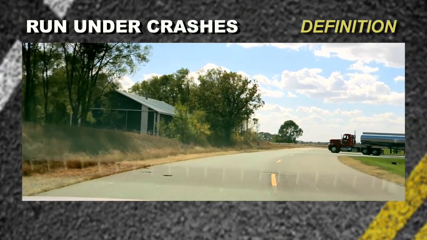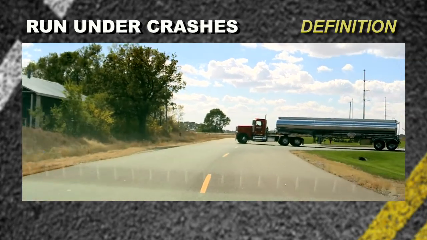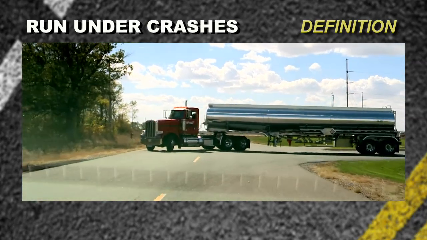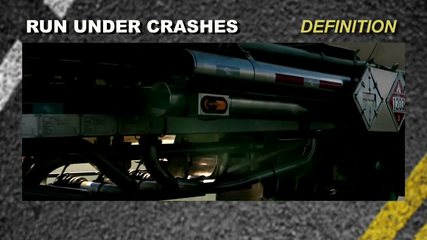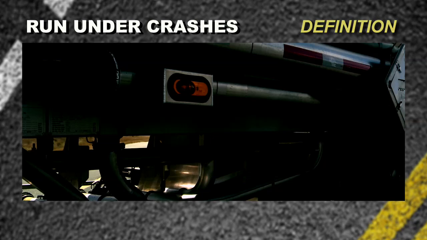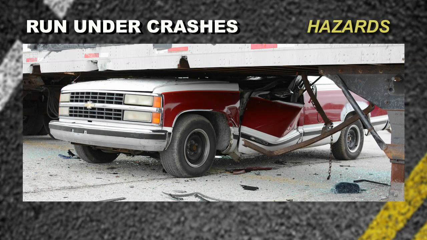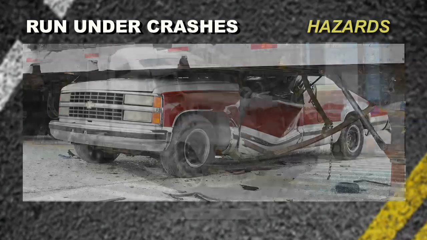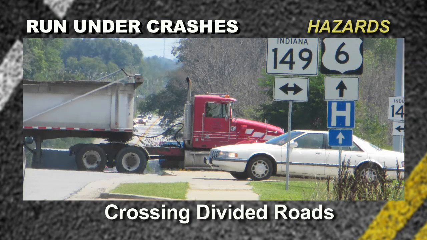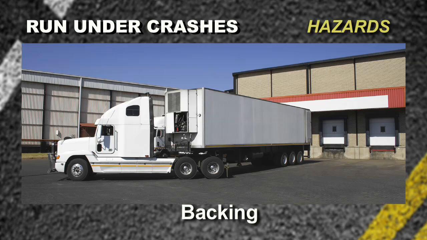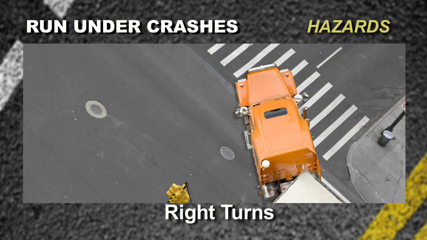Run-under crashes occur when the tractor or trailer is placed perpendicular into the path of oncoming traffic, resulting in another vehicle impacting the side of the truck or running under the trailer, typically between the landing gear and rear tandems. In the course of hauling freight, professional truck drivers regularly encounter hazardous situations that put them at an increased risk of a run-under crash. These include turning left at an intersection, crossing a road or divided highway from a side street, backing into customer facilities, and making sharp right-hand turns that can result in a right turn squeeze.